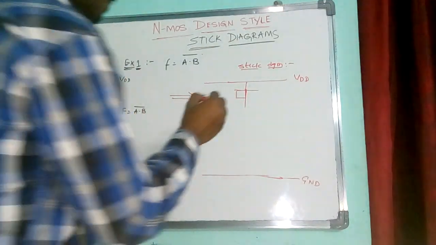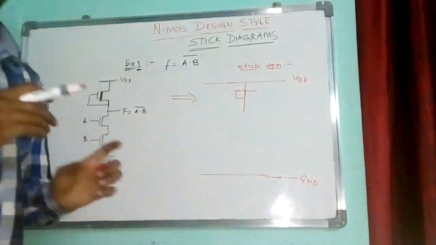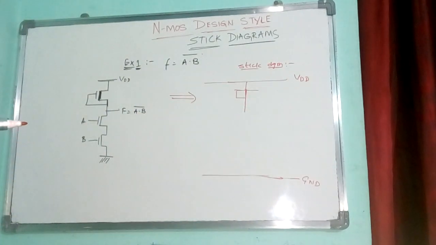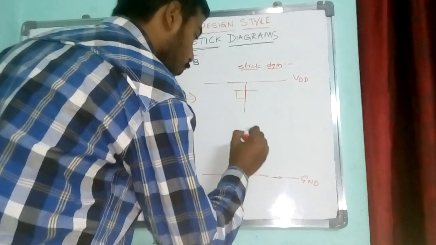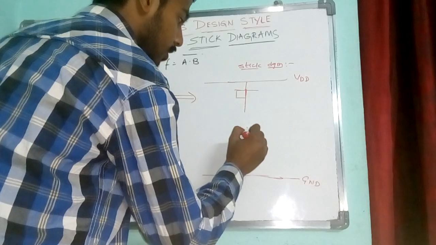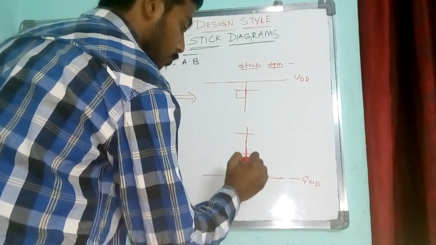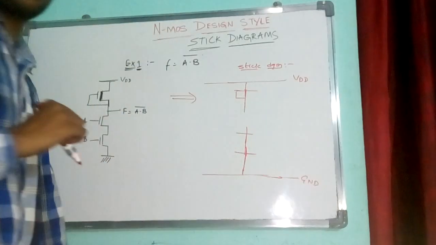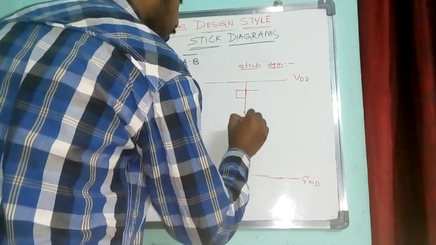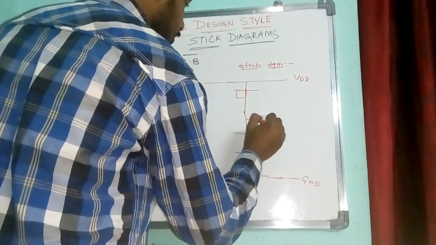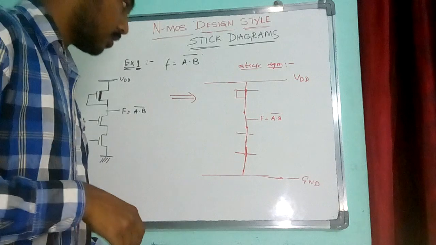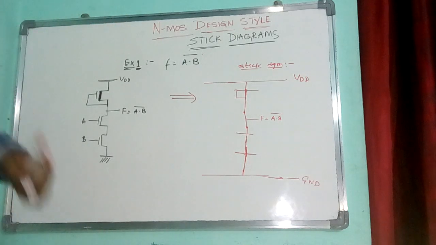Now after that I have two Nmos transistors here. I'll denote both the transistors with a cross. This is the gate, source, drain. Gate, drain, source. Both are in series. This is the ground. Here I need to connect this part, this will be the output, A dot B.